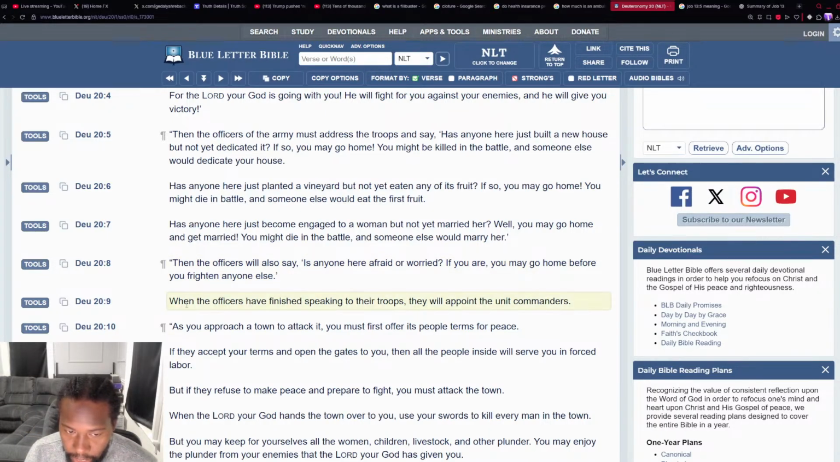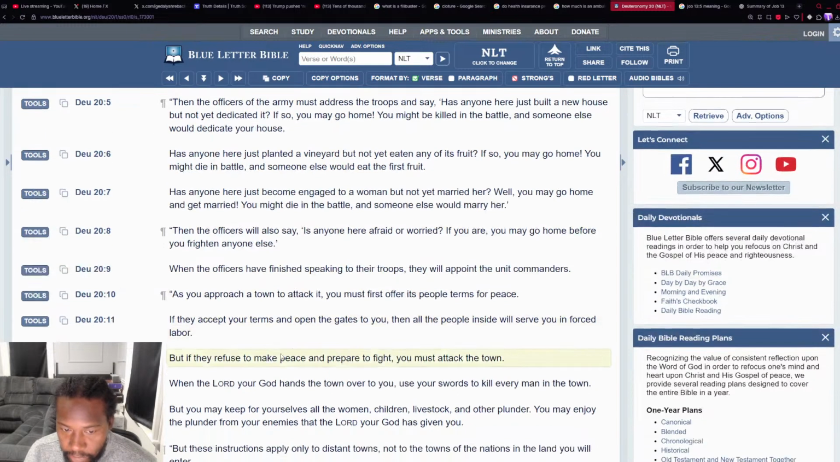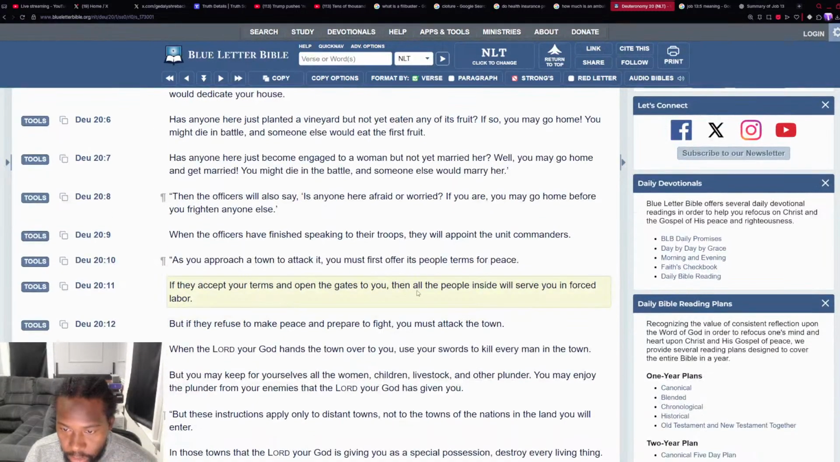Deuteronomy 20:9. When the officers have finished speaking to their troops, they will appoint the unit commanders. As you approach a town to attack it, you must first offer its people terms for peace. If they accept your terms and open the gates to you, then all the people inside will serve you in forced labor.